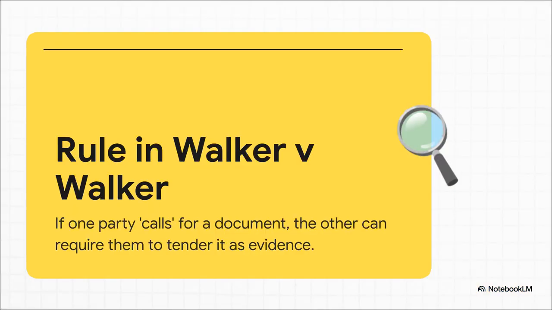Now, this is a neat little procedural trick every barrister needs to have up their sleeve. It's also a bit of a gamble. If you formally call for your opponent to produce a document during the trial, a document you haven't seen, and they actually produce it, they can turn around and force you to tender it as evidence. And if you do, boom, everything in it becomes evidence of the facts, totally bypassing the hearsay rule. It's a powerful move, but you have to use it with caution.